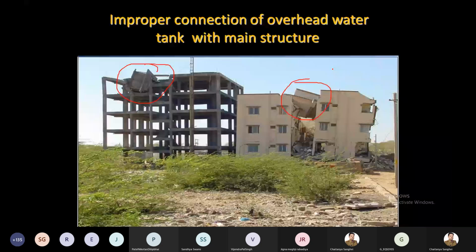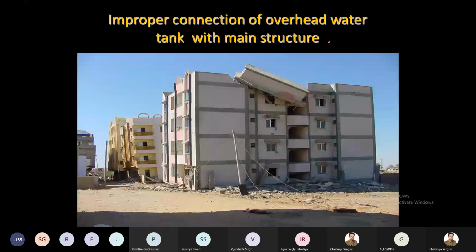Here again you can see this is also gone, because this water tank is not designed for the lateral force, or the supporting structure of this water tank is not designed to take the lateral load. That is the problem, and we have to consider that, right?